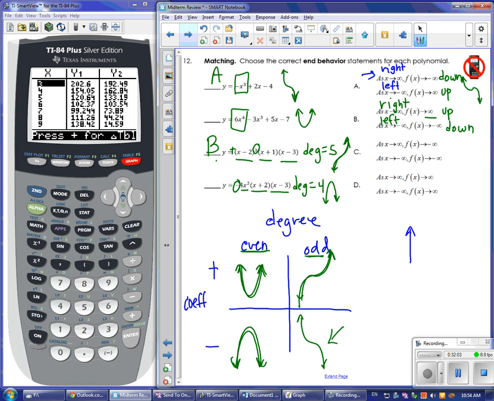The even end behavior is really obvious. Notice that both ends are going down. So that's going to be obviously the last one. And in this case, both ends are going up. And again, that's really obvious. When the ends are going in the same direction, it's usually easier to tell.